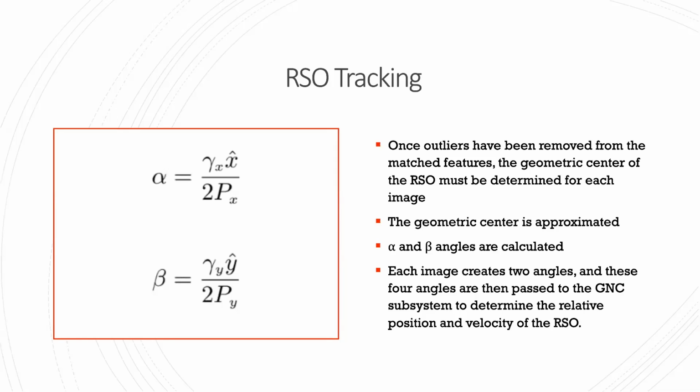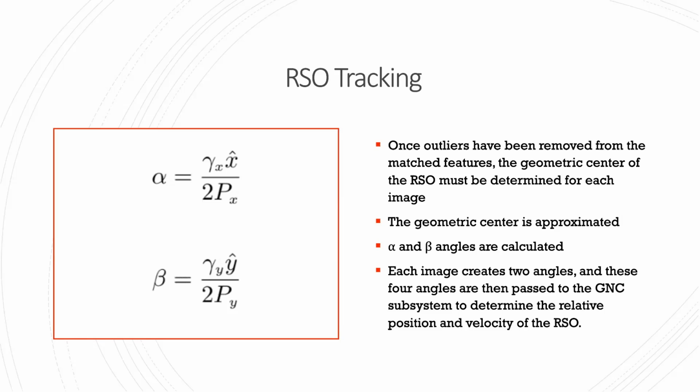After we have all our features verified, we go into RSO tracking. The first step is to calculate the geometric center of Mississat. The center is approximated by calculating the average of all the values in the X and Y dimensions. X and Y are like the camera pointing outwards, Z going out from the camera, X to the right, and Y up. Then after we have the geometric center approximated, we're going to calculate our alpha and beta angles.